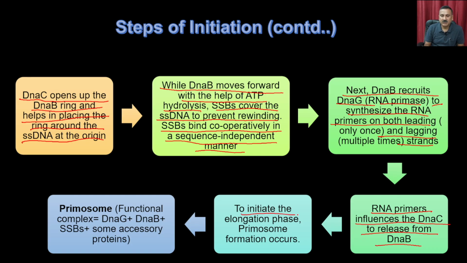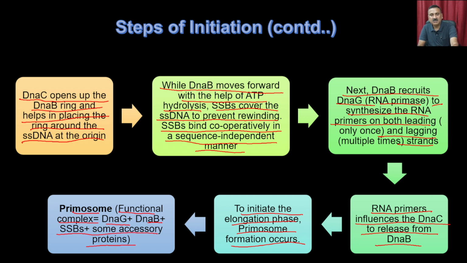And to initiate the elongation phase, primosome formation occurs, and as a result it is going to synthesize the primers. The primosome is a functional complex which has DnaG, DnaB, SSB and some accessory proteins.